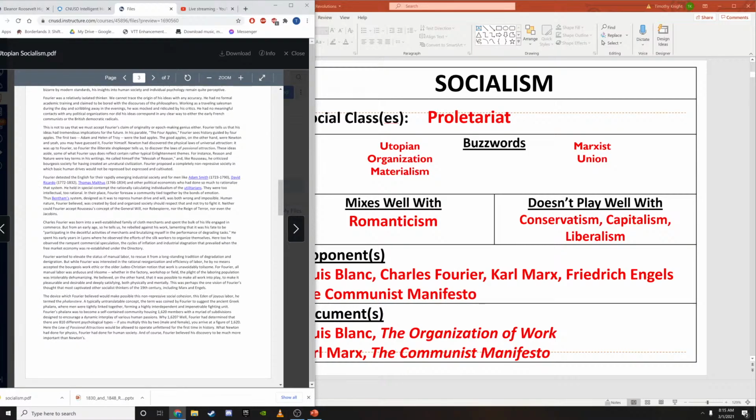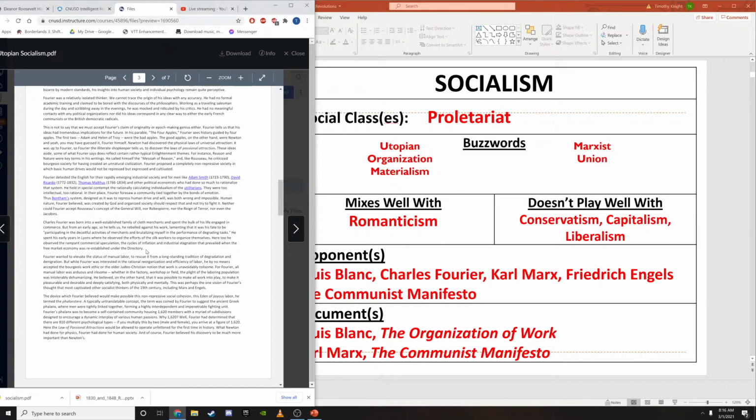Jacobins. Charles Fourier was born into a well-established family of cloth merchants and spent the bulk of his life engaged in commerce. But from an early age, so he tells us, he rebelled against his work, lamenting that it was his fate to be participating in the deceitful activities of merchants and brutalizing myself in the performance of degrading tasks.